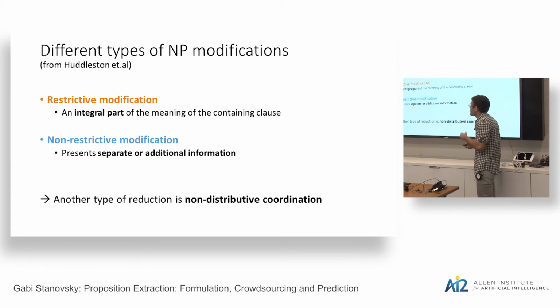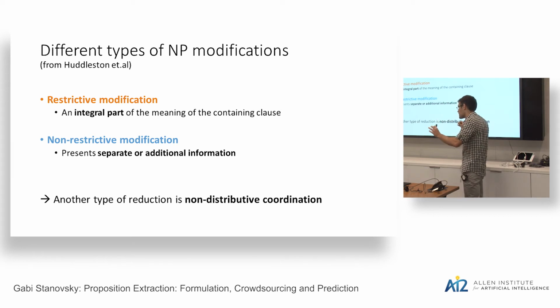So one way of shortening arguments is through non-restrictive modification, which is the examples that I've shown before. A restrictive modification would be an integral part of the meaning of the containing clause. That's a linguistic definition by Huddleston. And a non-restrictive modification would present a separate or additional unit of information, similar to the examples that we've seen before.